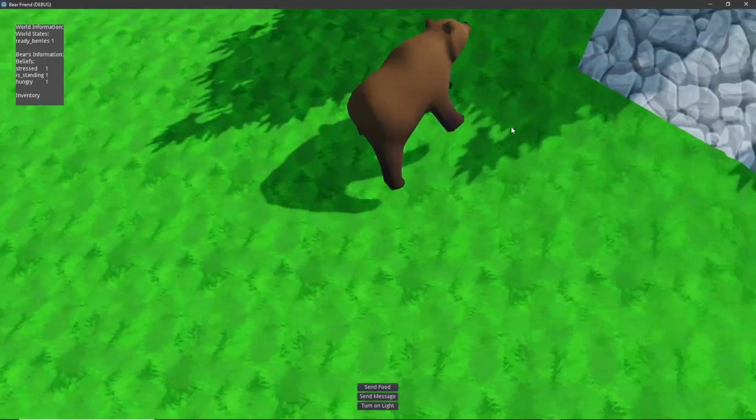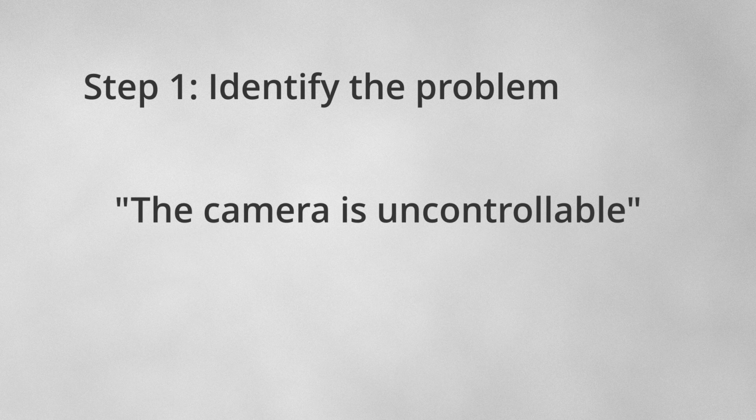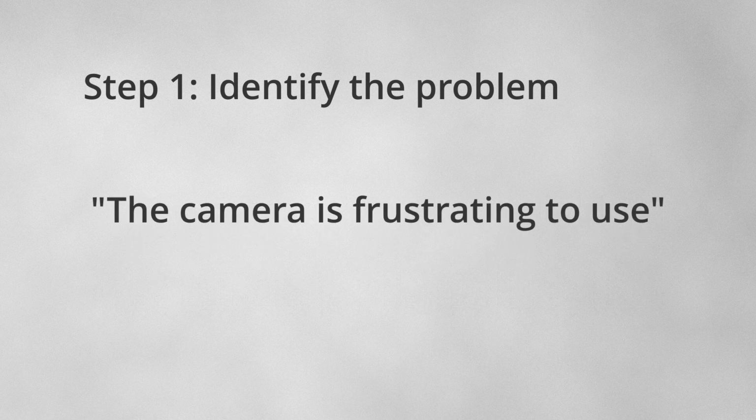Alright, let's define the problem. Let's start with the statement I just made. The camera is uncontrollable. Well, that's not literally true. There are controls and it moves around freely, so that's not a very good problem definition. Let's try again. I also said that the camera is frustrating to use. Alright, why is that a problem? Well, it's a problem because frustrating is bad. Okay, not a why question, so we'll use a what question. What makes it frustrating to use?